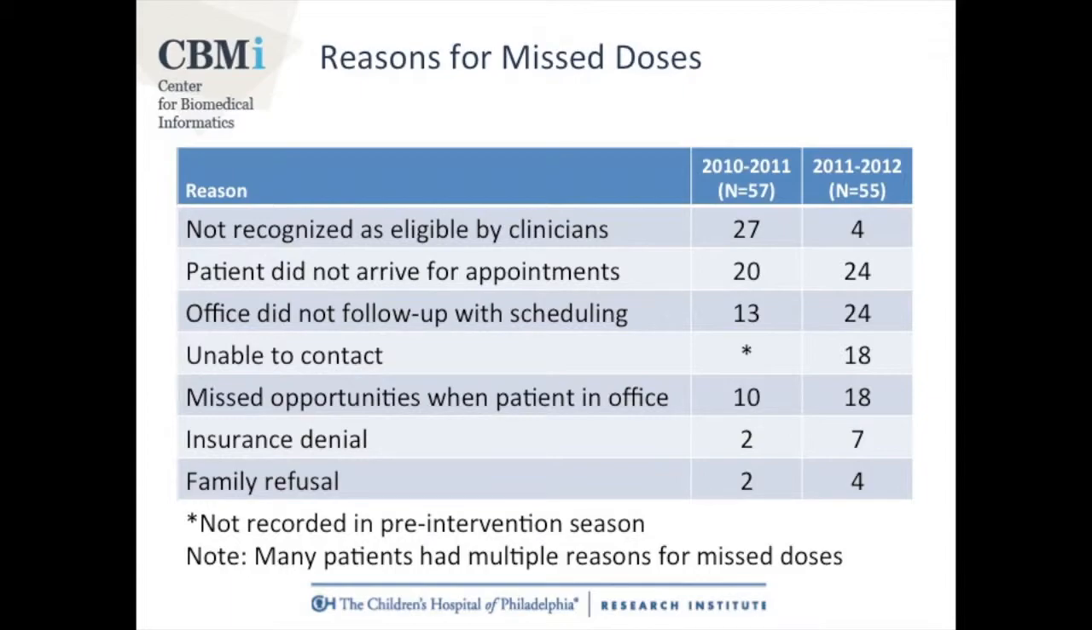And then distressingly, even when everything happened right, the dose was in the fridge, the kid was in the office, they knew that the child was supposed to get it, when the child was actually there in the office, they didn't get the dose. The number of times that occurred doubled in our intervention period. You might notice some change in insurance denial and family refusal. We did not feel, because those numbers were still quite small, there were some interesting stories there that we can discuss, but that wasn't the main reason why kids were not getting the doses.